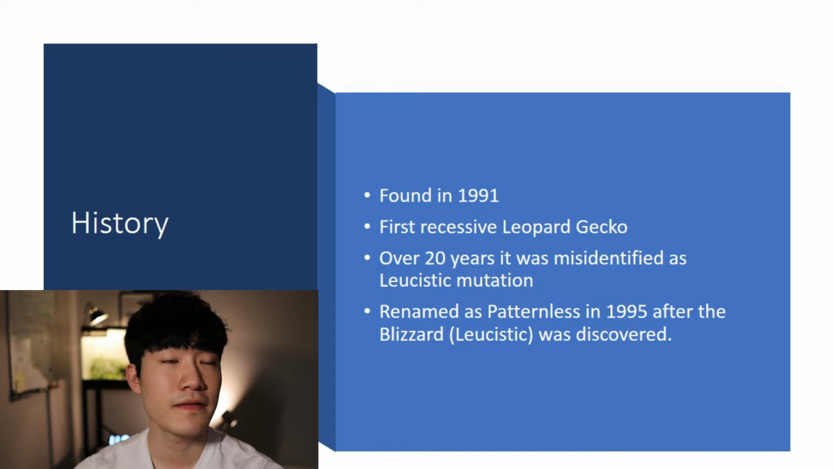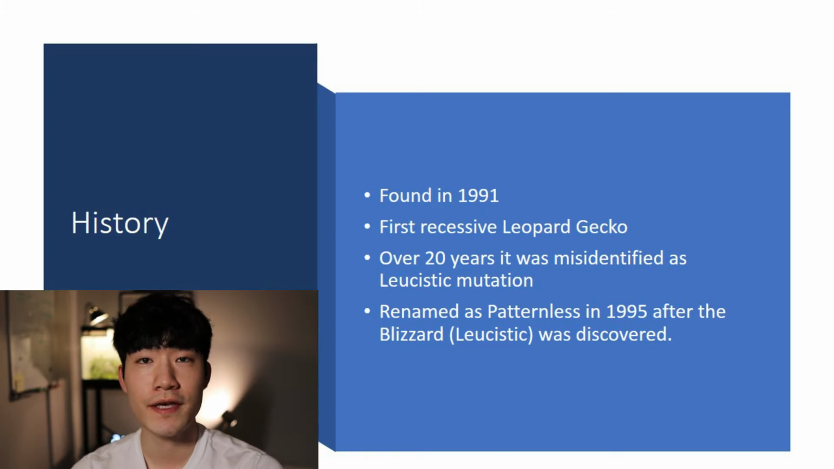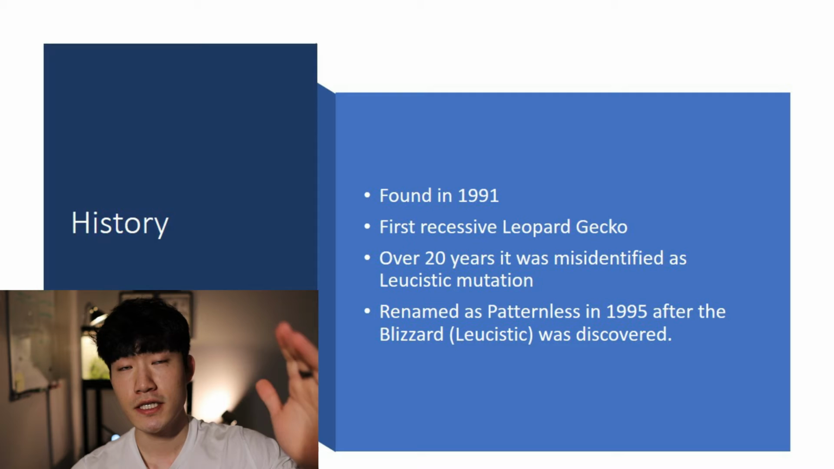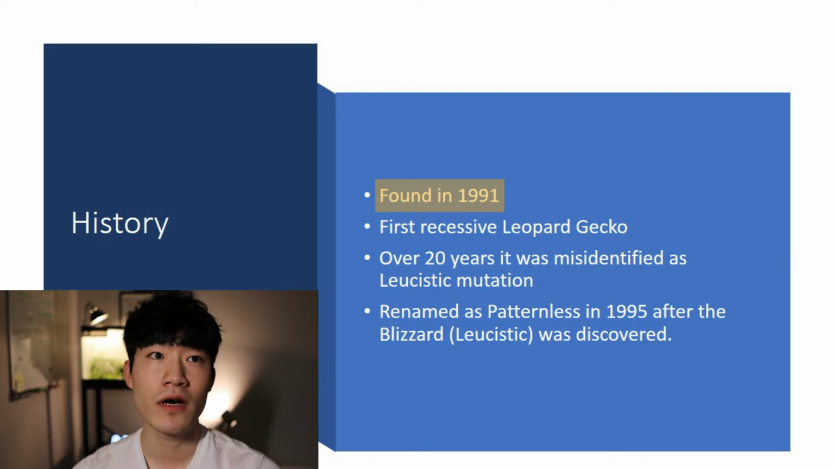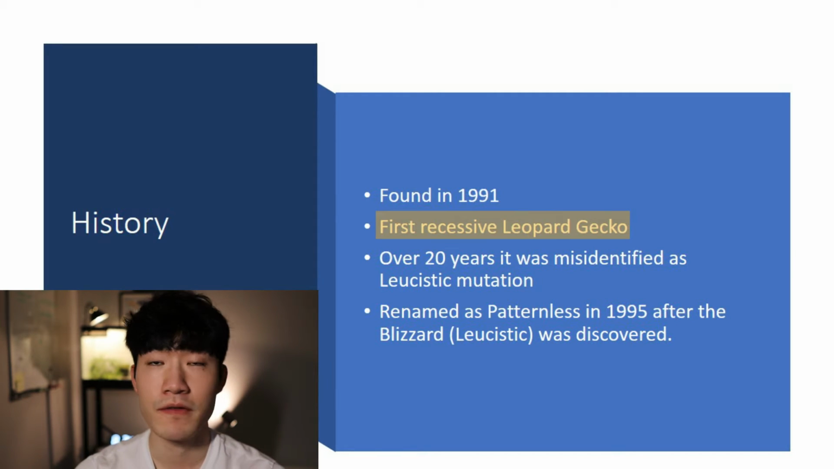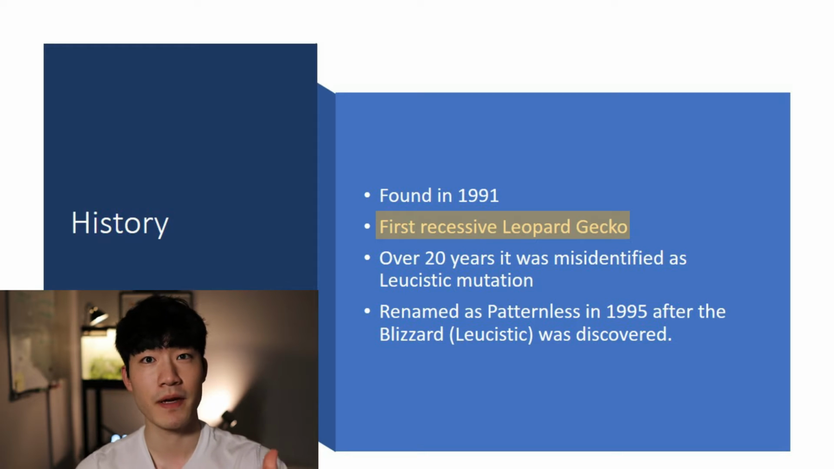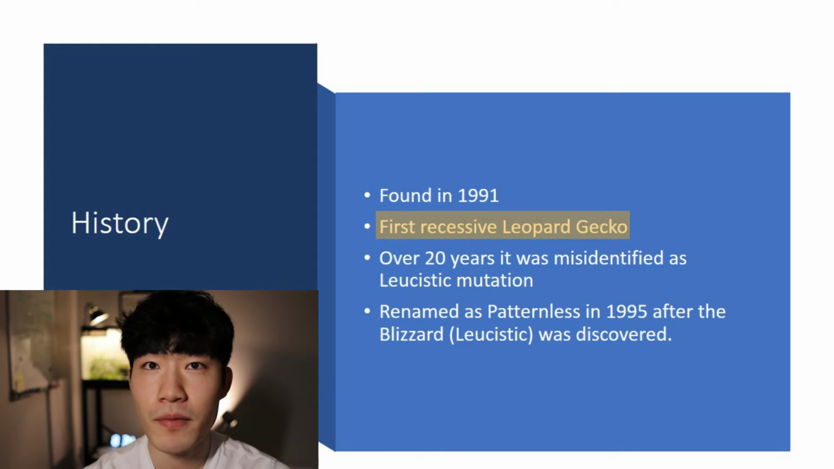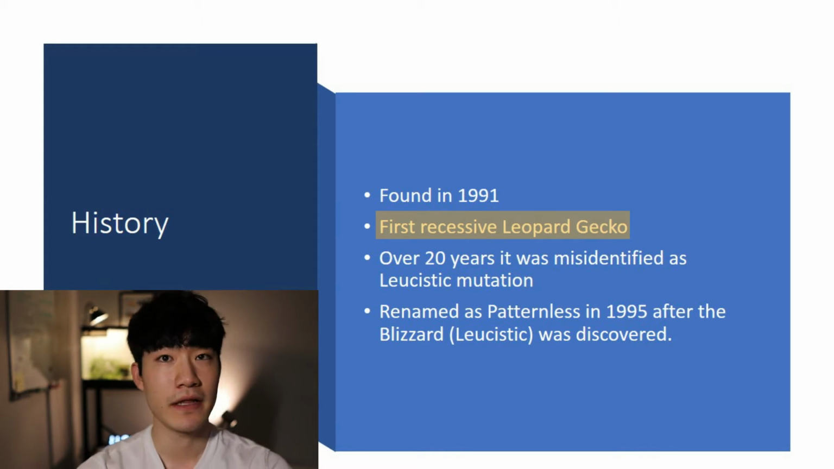So to begin this video, I'll be reviewing the history part for the Murphy Patternless. This genetic was found in 1991. It's one of the first recessive Leopard Gecko morphs. I thought the Tremper albino was the first recessive, but turns out the Murphy Patternless was the first one.